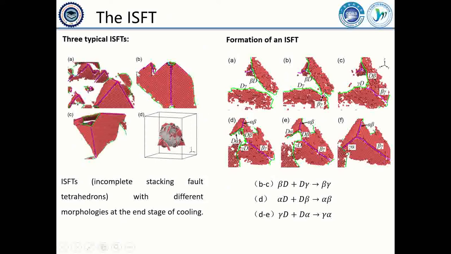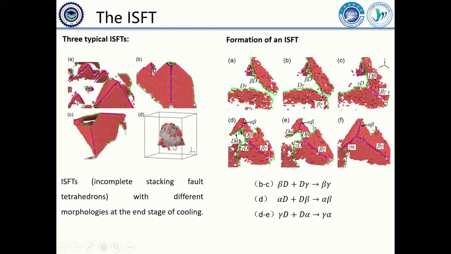We found three typical incomplete stacking fault tetrahedrons in the composites at the end state of cooling, including one where the stacking fault plate facing the spherical reinforcement is missing. Moreover, the vertex is truncated, and further, the stacking fault in one of the plates cannot be found completely.